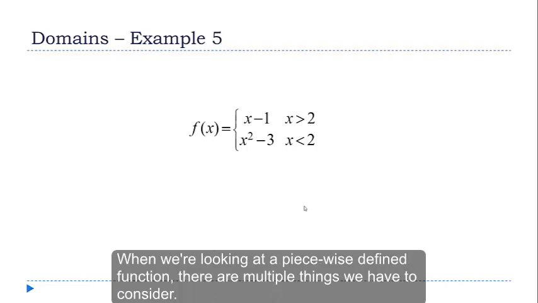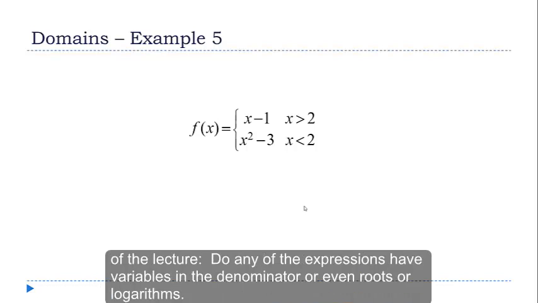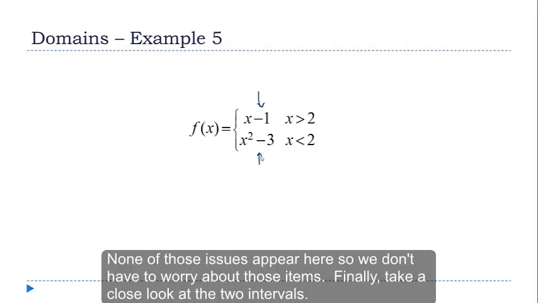All right, now when we're looking at piecewise defined functions, there are actually multiple things we have to consider. First, we have to think about items 1 through 3 on our list from the beginning of the lecture. Do any of the expressions have variables in the denominator, or even roots, or logarithms? Our two expressions here are x minus 1 and x squared minus 3. None of those issues appear here, so we don't have to worry about those items.